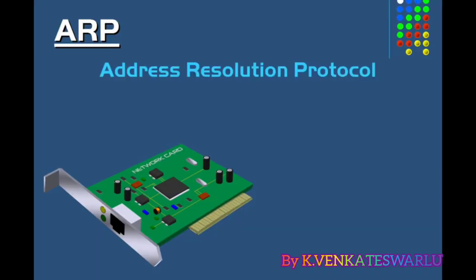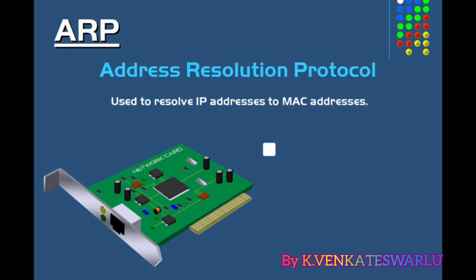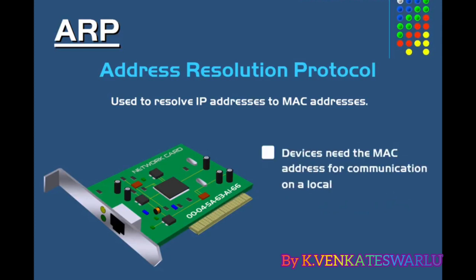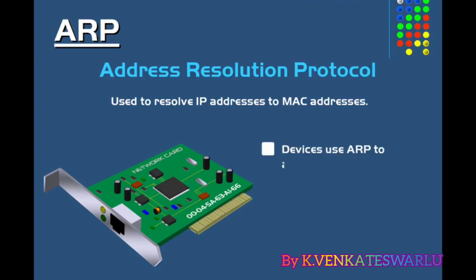ARP stands for Address Resolution Protocol. Now this is a protocol that is used to resolve IP addresses to MAC addresses. The MAC address is a physical address of a device. It's a globally unique number that is assigned to every network interface card. Whenever a device needs to communicate with another device on a local area network, it needs the MAC address for that device. And devices use ARP to acquire the MAC address for that device.